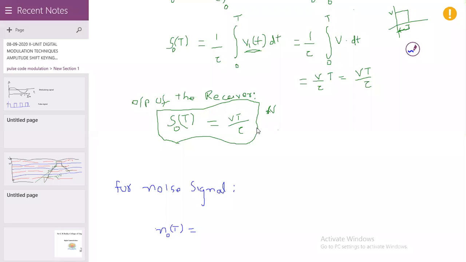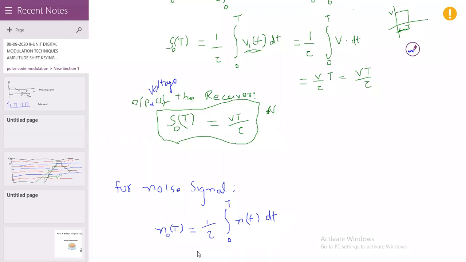S naught of t is the output voltage at the receiver. Now for the noise signal, N naught of t is equal to 1 by tau, integration 0 to T, n of t into dt.